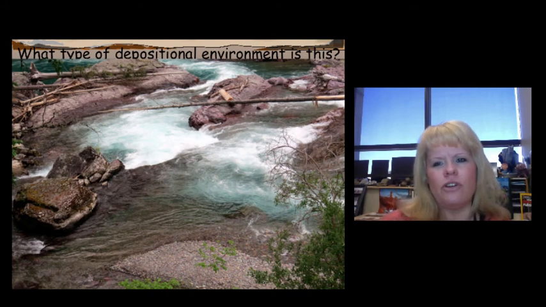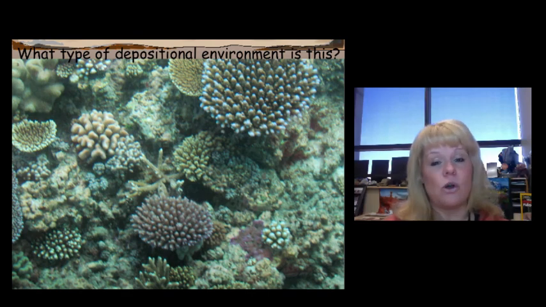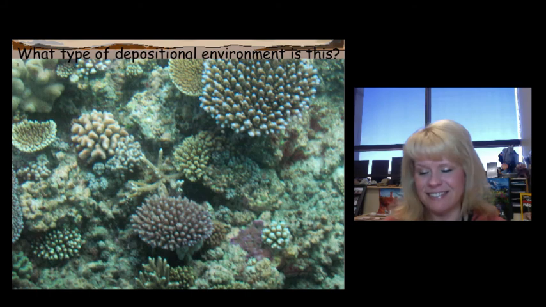So what kind of depositional environment created this amazing view in Glacier National Park? See if you can guess out of the names you just learned. It's fluvial, that's correct. What kind of depositional environment would this be? So you're like, well, it's marine. It is. Well, let's get more specific. This is a coral reef, probably going to be in a lagoon setting.